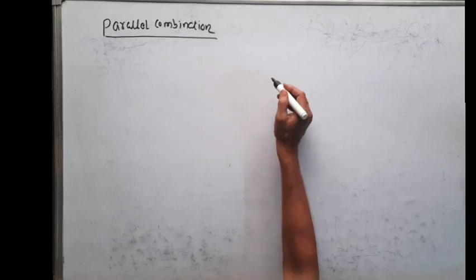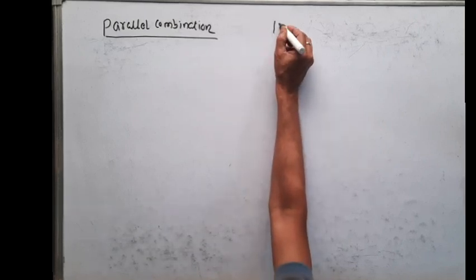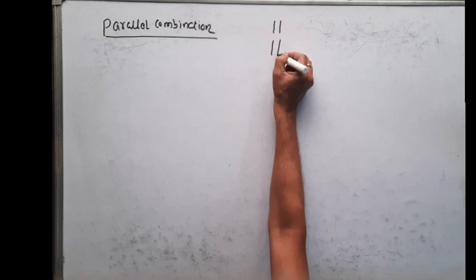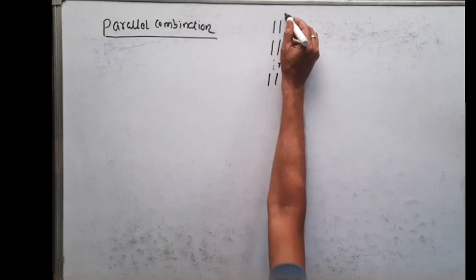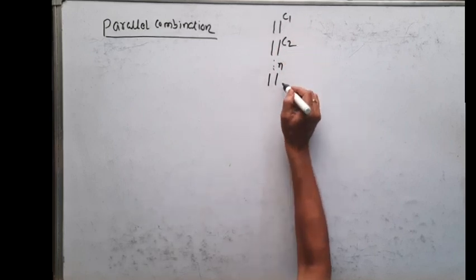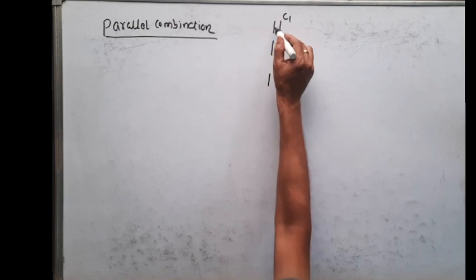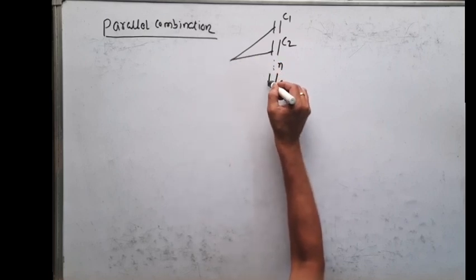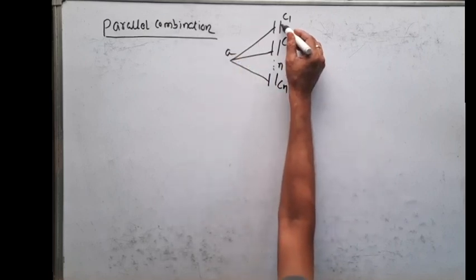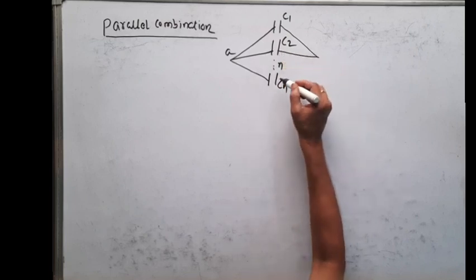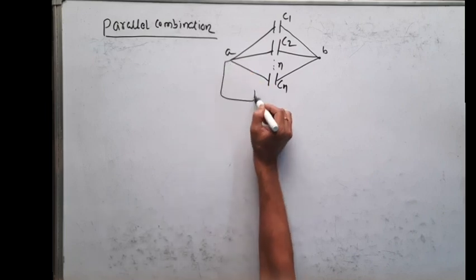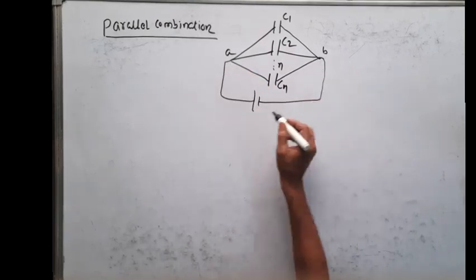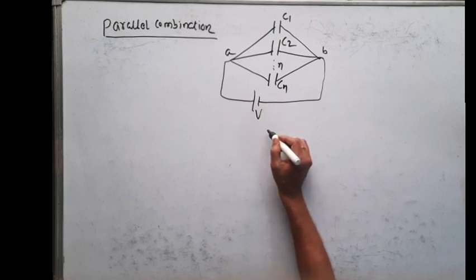Now, parallel combination of capacitors. Suppose you see, this is the first capacitor, this is the second capacitor, and in this way there are n number of capacitors. The capacitance values are C1, C2, let us say Cn. All the first plates of all the capacitors are connected to a single point, let us say A. All the second plates are connected to another single point, let us say B. And across the A and B terminals, I will connect a source whose potential difference is V.